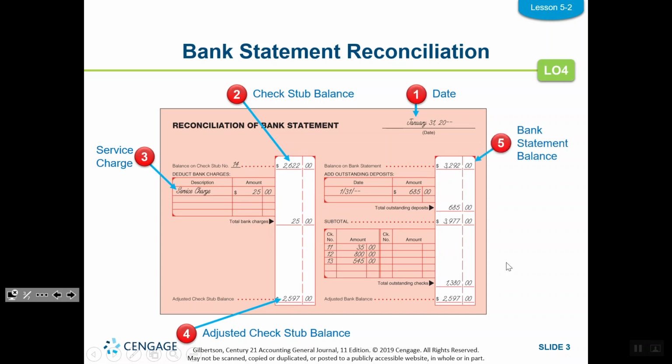Then we go look at our statement. Okay, we see that on our bank statement we have a balance there of $32.92, and you see those two do not match. When we're done with this reconciliation, we're going to make sure it matches.